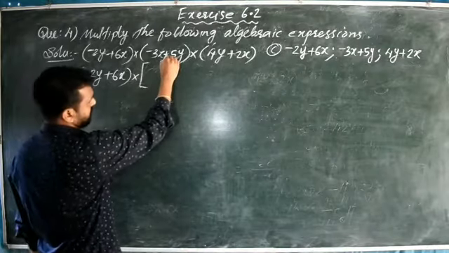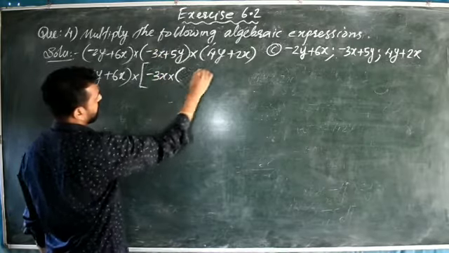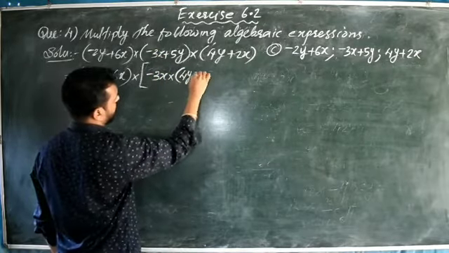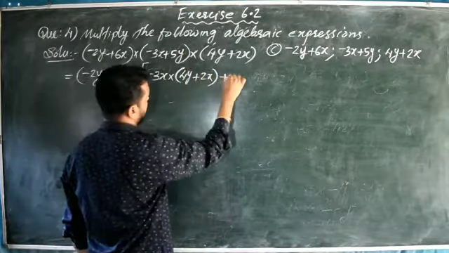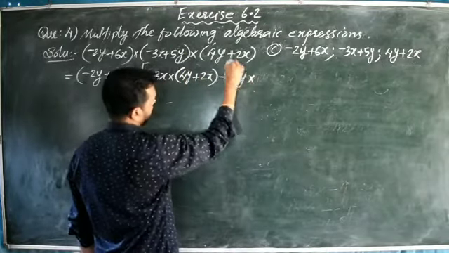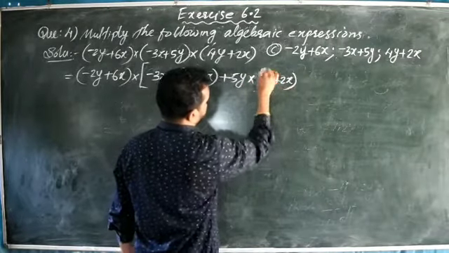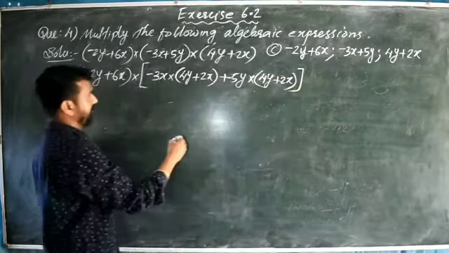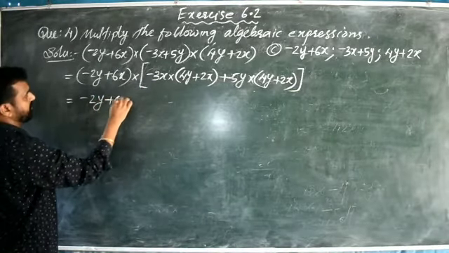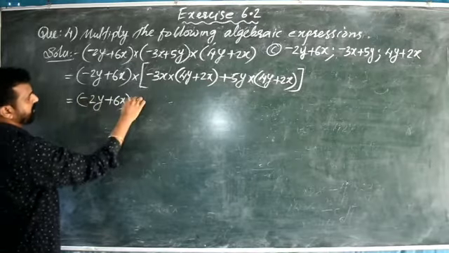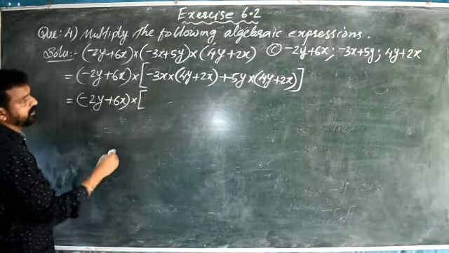How can we multiply this one? First term of the first binomial into the second binomial, that is 4y plus 2x. After that, second term of the first binomial, plus 5y, into the second binomial, that is 4y plus 2x. Now multiply it. That is equal to minus 2y plus 6x, which we will write as it is. After multiplying inside this square bracket, only then we will multiply it with this one.